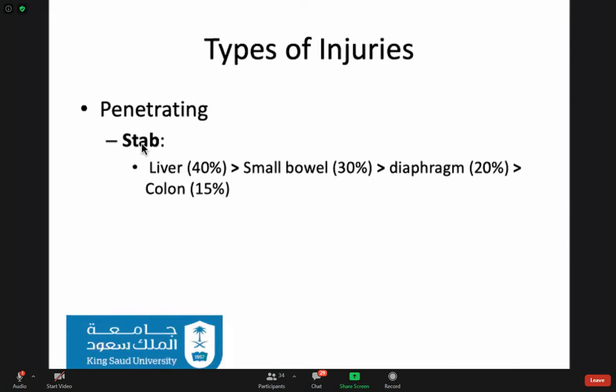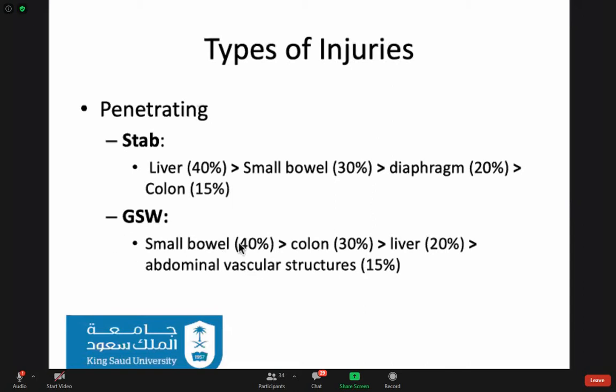In stab penetrating wounds, liver is the most common, followed by the small bowel, followed by the diaphragm, followed by the colon. Okay, gunshot wounds, what's the most common? Small bowel. Blunt trauma, spleen; stab, liver; gunshot wound, small bowel. These are the most common ones. Okay?